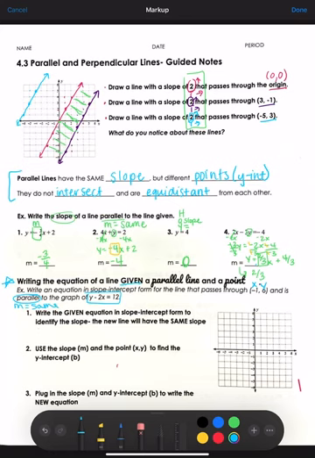So if I have y minus 2x equals 12, I want to get y by itself, so I'm just going to add this 2x to both sides, and I'm left with y equals 2x plus 12. And now that it's in slope-intercept, I know that 2 is my slope, so the slope of my new line is also 2, because parallel lines have the same slope.